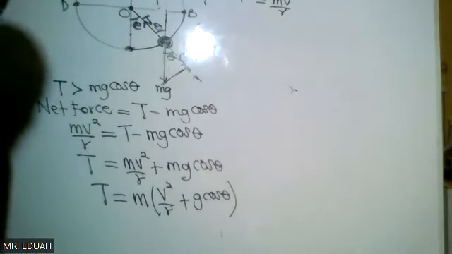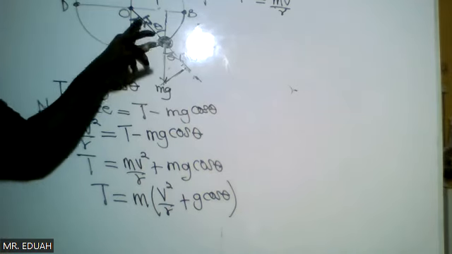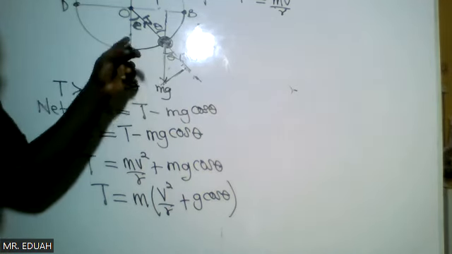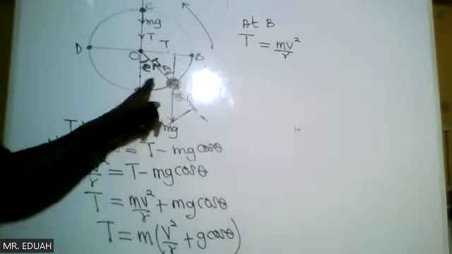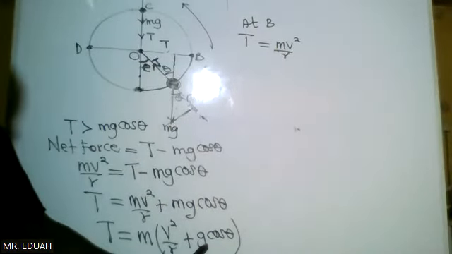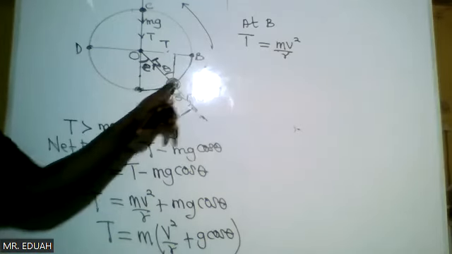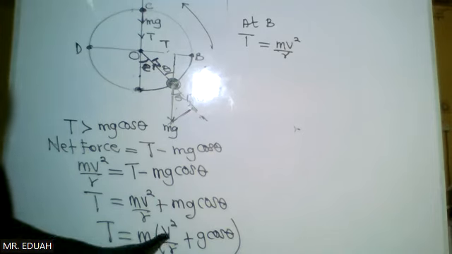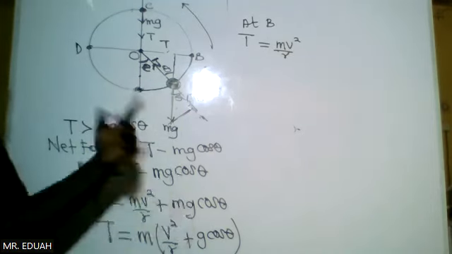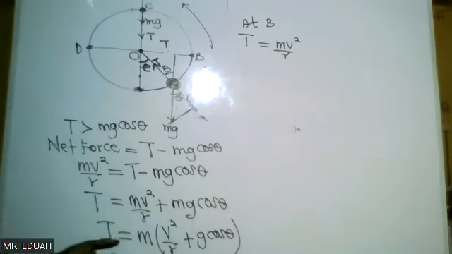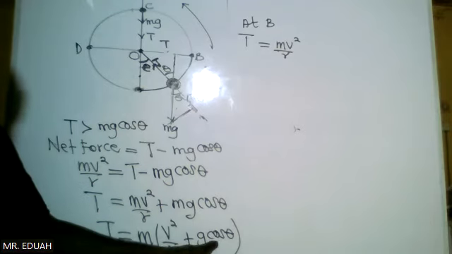So when the string makes an angle of maybe 30 degrees with this vertical, calculate the tension there. All that you must do is take the velocity at this point, the v, the mass times v squared over the radius. The radius is the length of the string. Then you put in cos of the angle given.